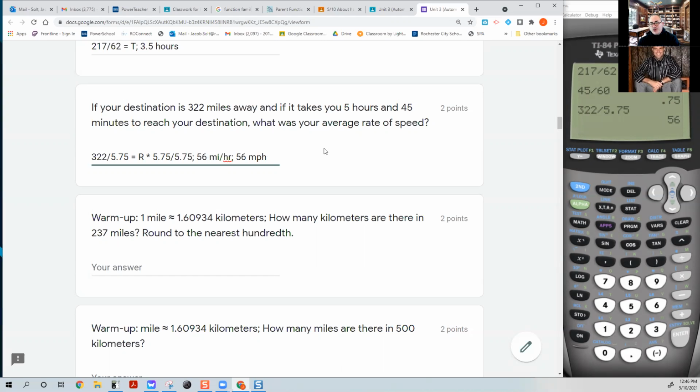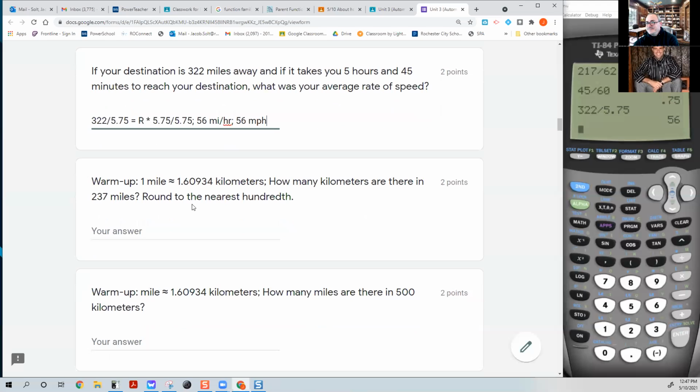When you hear the word per in math, or in life in general, you should think about division, right? Miles per hour is miles divided by hours. That's a rate of speed. That is how to attack this one.